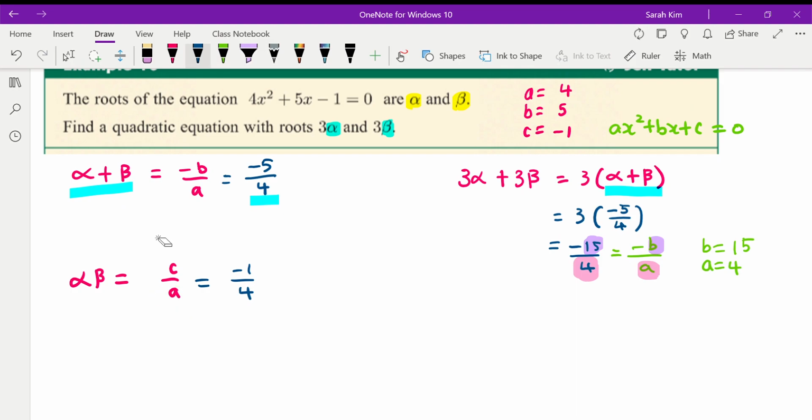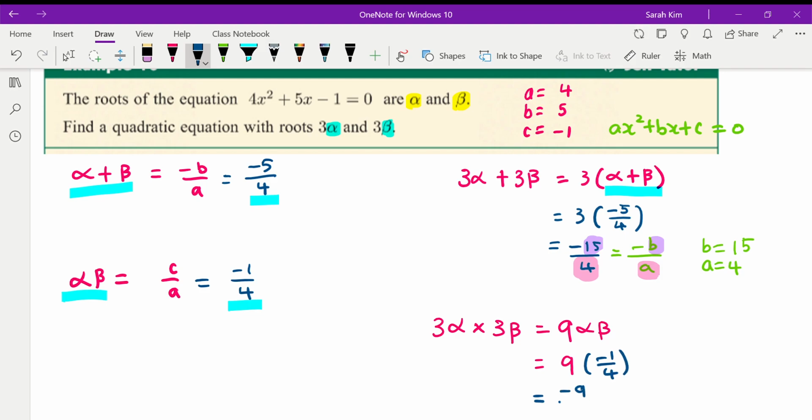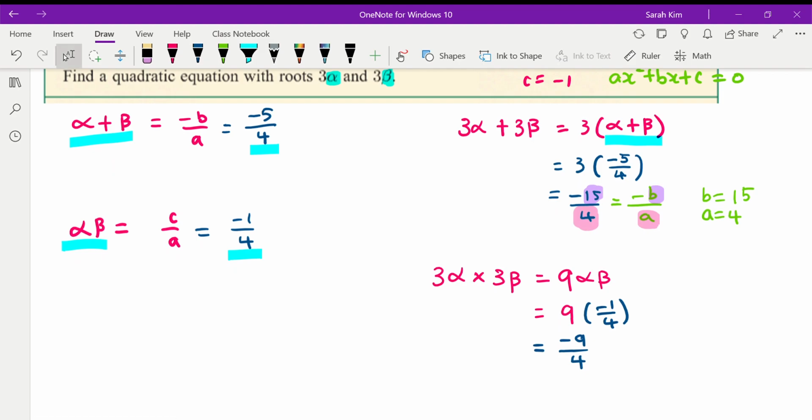So again, we've done the sum, so now I need to do the product. So if I times them, 3a times 3b will turn into 9ab. Okay, so that would turn into 9, and then I can substitute this one as my ab, so minus 1 over 4. So that means minus 9 over 4 is the product of these two new roots. So that means that is going to equal C over A, and hopefully you can see that A is the same again. Look, A is the same.